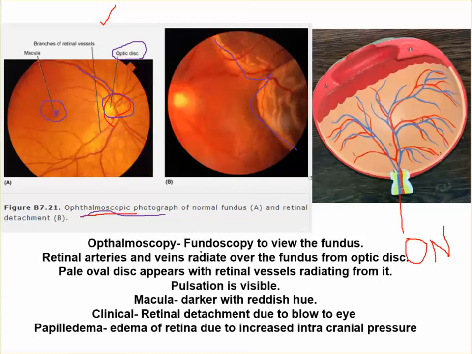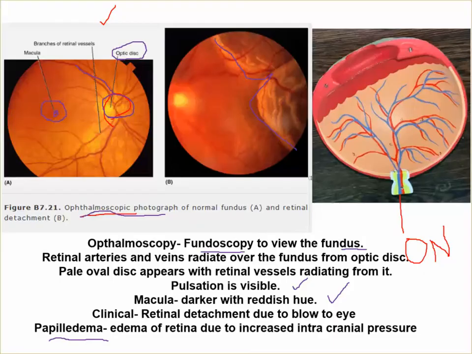Ophthalmoscopy is fundoscopy to view the fundus, that is the posterior part of the eyeball. The retinal arteries and veins radiate over the fundus from the optic disc. The pale oval disc appears with the retinal vessels radiating from it. Pulsation is also visible. The macula is the place which is darker with a reddish hue. Clinically, we can sometimes see retinal detachment due to a blow to the eye. And papilledema is the edema of the optic disc due to increased intracranial pressure.